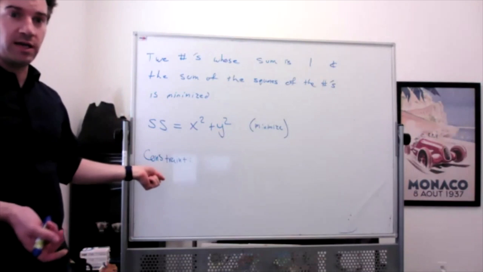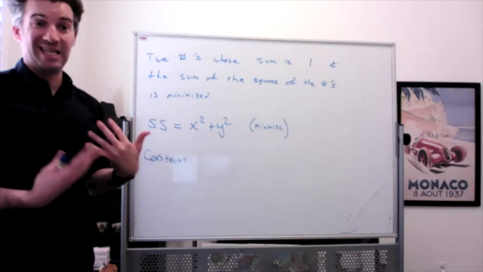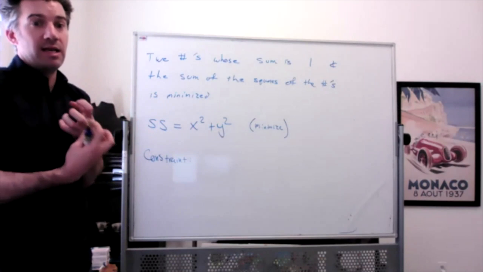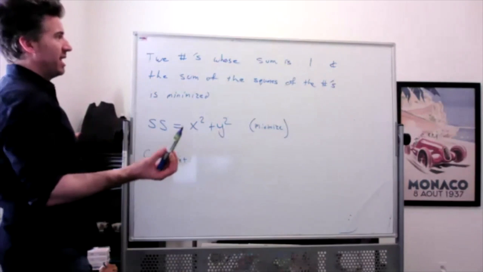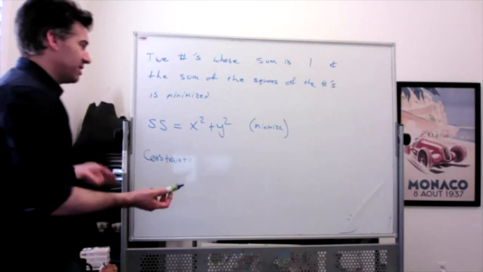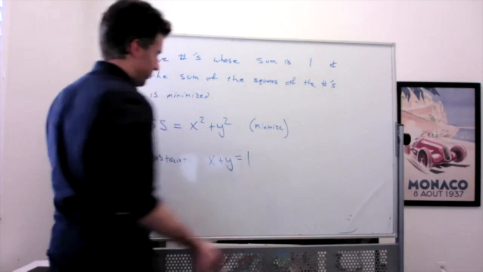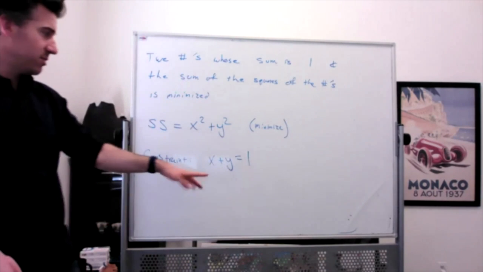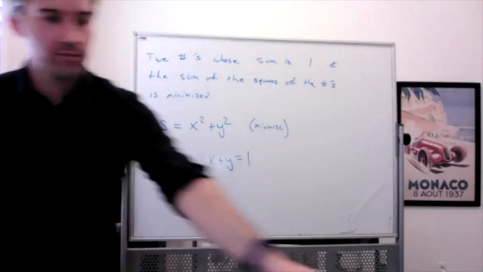Whereas the constraint almost always is some other equation where it is going to equal a number, because we are limited by that equation. So here, if I read this thing, I see I have two numbers whose sum is 1. So that means the numbers x and y have to add up to 1. So that's our constraint, right? We've got some equation and it's equal to a number. In this case, the number is 1.